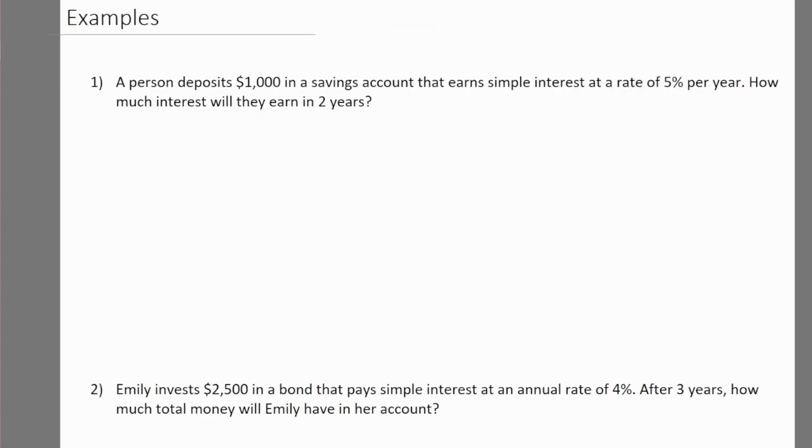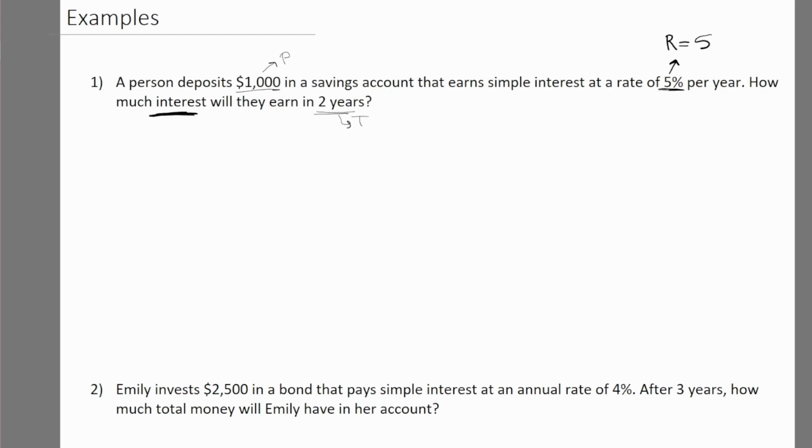Now let's take a look at some examples. A person deposits $1,000 in a savings account that earns simple interest at a rate of 5% per year. How much interest will they earn in 2 years? Firstly, this is the original amount we invested, and this is the rate. So R is equal to specifically 5, and how much interest will they earn in 2 years? So this is T, and the question is asking for the interest earned.